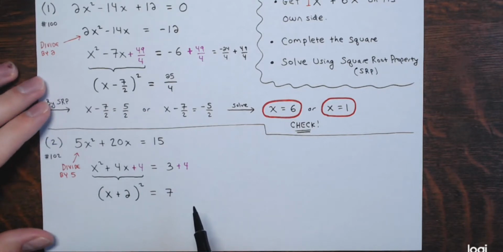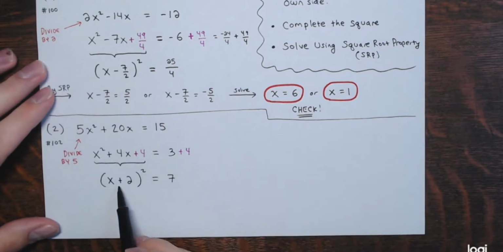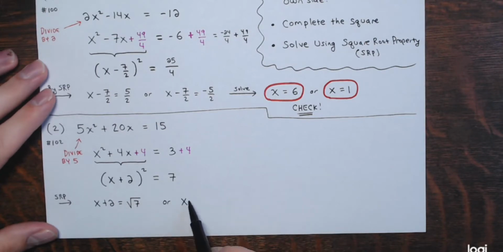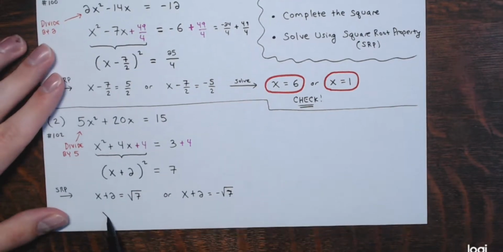And now I can apply the square root property, right? Something squared equals a number. So by the SRP, this something, this x plus 2, can either be the square root of 7, or the opposite of that, or negative square root of 7. And then in both of these, I'm just subtracting 2 to solve, right? So x equals negative 2 plus the square root of 7, or x equals negative 2 minus the square root of 7.